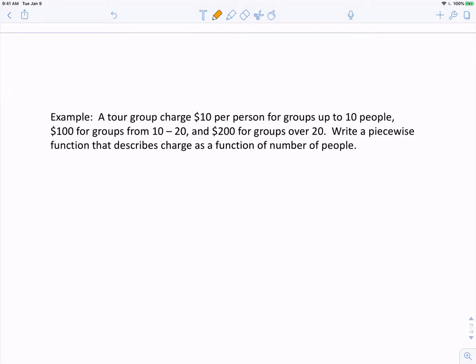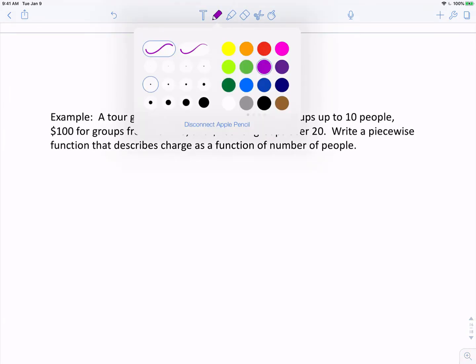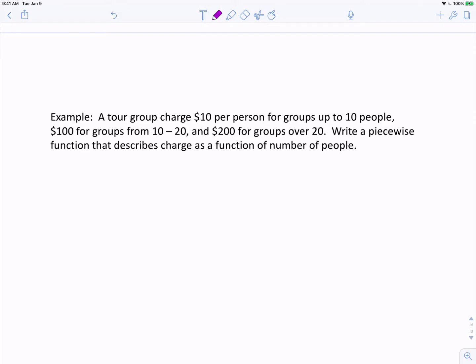Let's do another example. A tour group charges $10 per person for groups up to 10 people, $100 for groups from 10 to 20, and $200 for groups over 20. Write a piecewise function that describes charge as a function of the number of people. So x is going to represent the number of people on the tour. And notice that the domain was divided into 3 pieces. So let's go ahead and start writing this function.